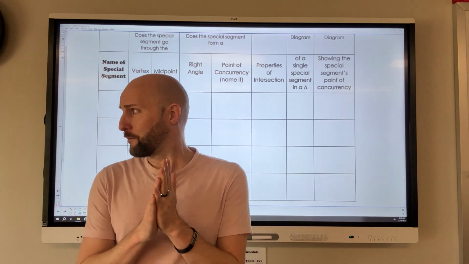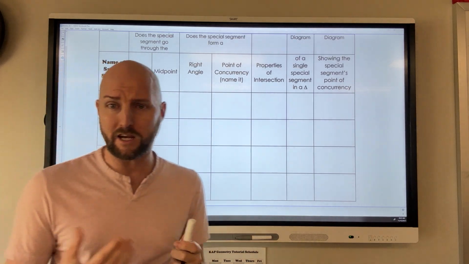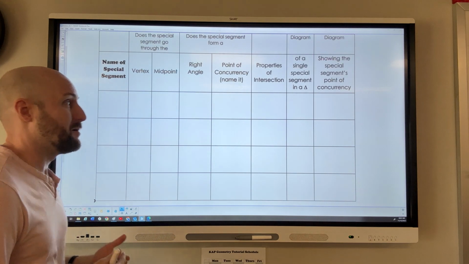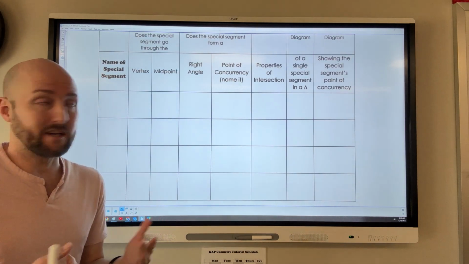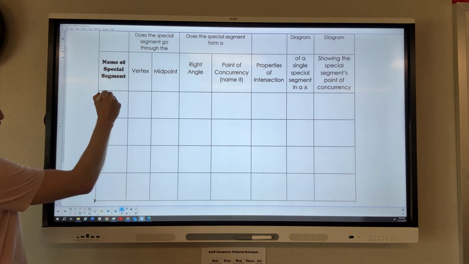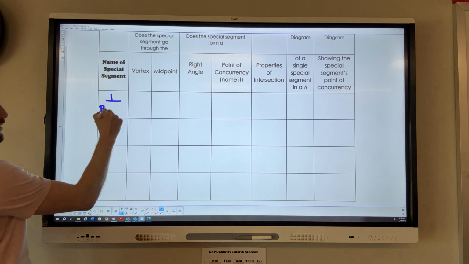All right, so I'm gonna just jump right into the video. This is basically the diagram that's in your page that summarizes all of the things that we looked at in the paper folding that we did. So we have a bunch of different things. They were the special segments. One of them is the perpendicular bisector.